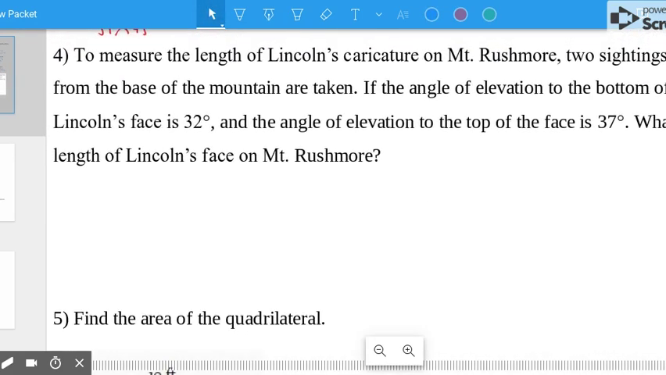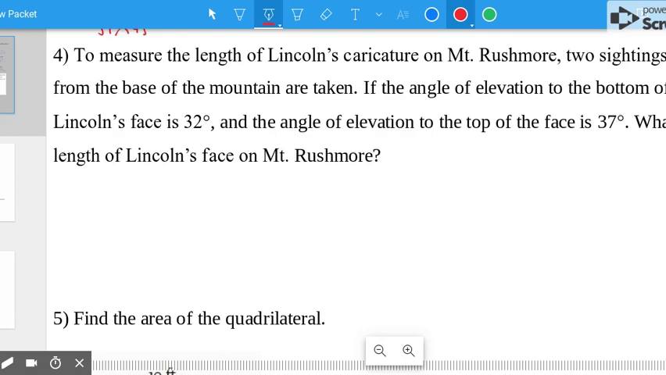Question 4 brings back a word problem. Now, recall that with word problems, there are multiple ways of solving this. The important thing is to get the setup and the structure of the triangle first. So it says we're looking at Mount Rushmore. We've got 2 sightings that are both from 700 feet distance from the base of the mountain, and we have 2 angles of elevation. The first one is going to the bottom of his face, the second one to the top.